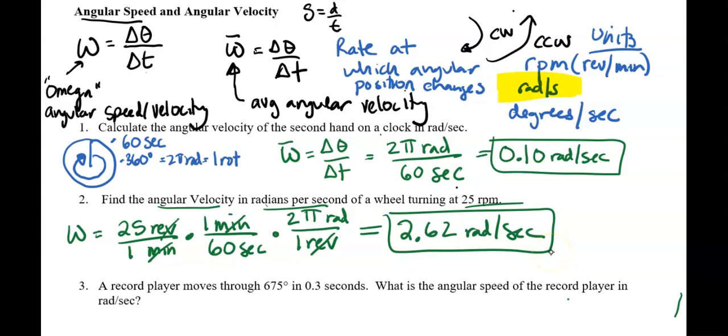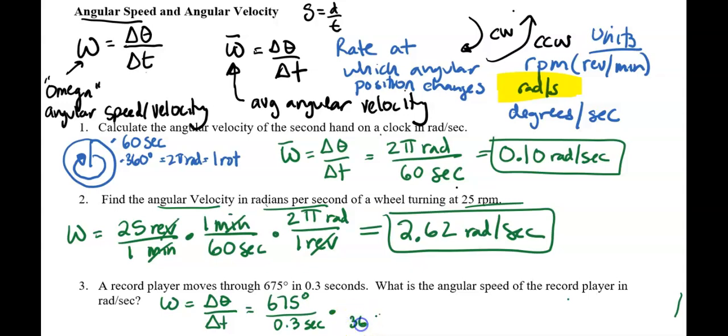The next one too, I'll just go through it real quick, but feel free to skip along if you already feel good on this stuff. So let's see. A record player moves through 675 degrees in 0.3 seconds. So omega is, again, change in theta over change in time. So for every 675 degrees, we have 0.3 seconds. Degrees, seconds is good. We just need to convert degrees to radians.